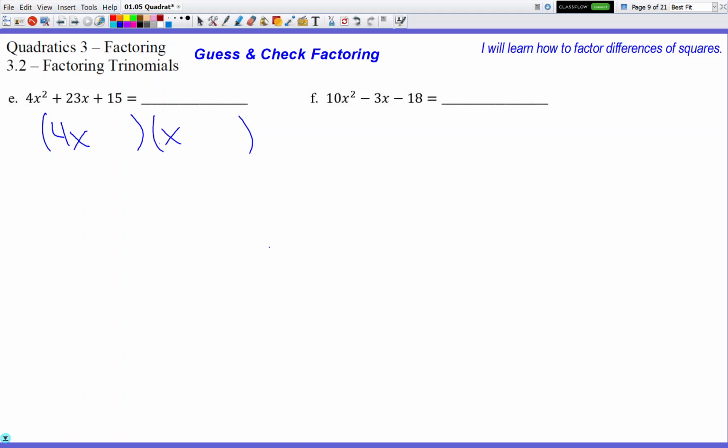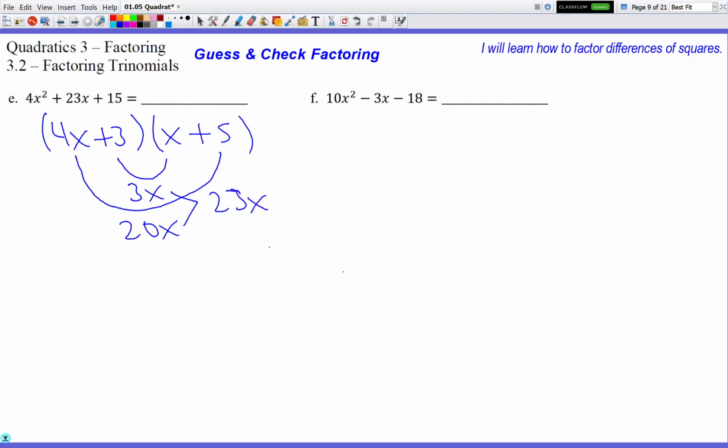Okay, so we're going to do +3 and +5. So 4x times x, yep, that's 4x squared. 3 times 5, right, +3 times +5, that's +15, that's good. And in my inside-outside, let's see if that makes +23x. So I get 3x and I get 20x. And when they join forces, they make 23x. So that's good to go.